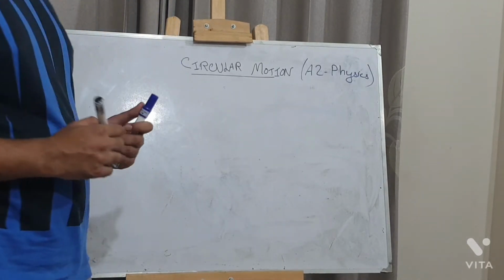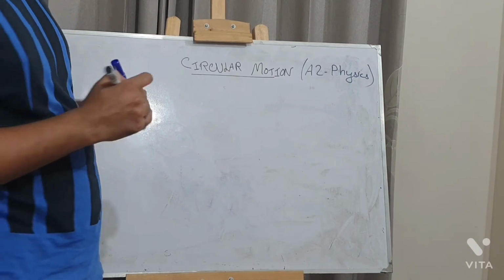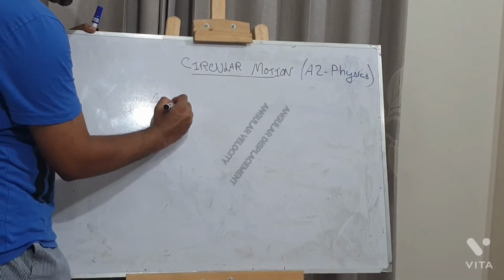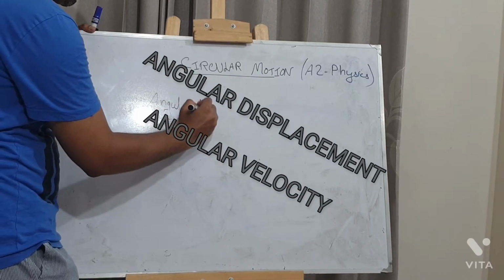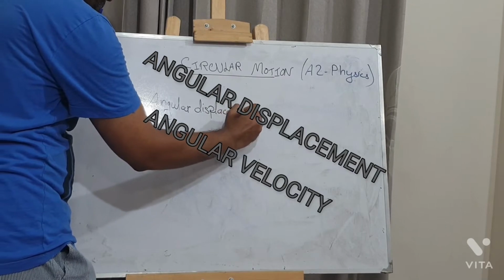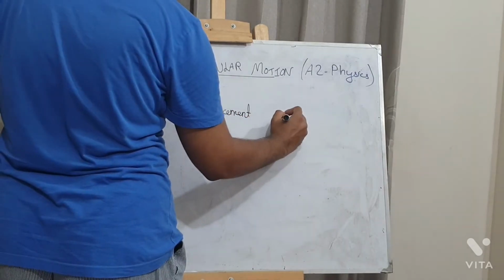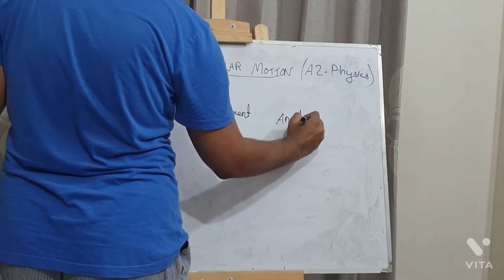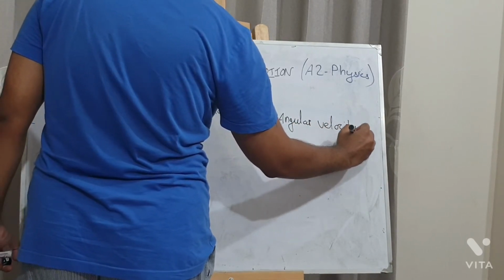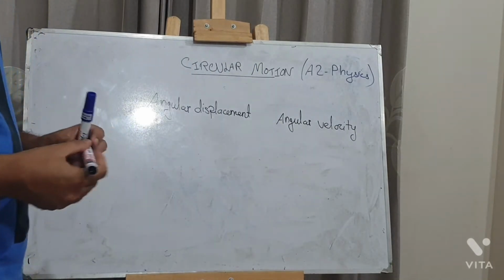So next we will be coming across a few terms which are quite new to you. One of them will be angular displacement, and the other one will be angular velocity. These are the two terms that we will be discussing today. Now, angular displacement and angular velocity, what are these?